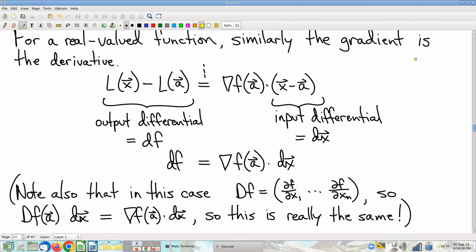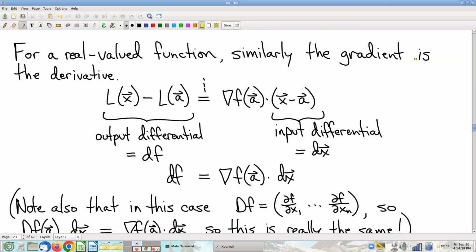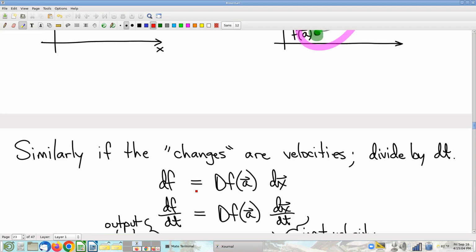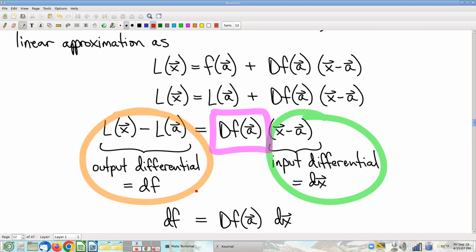Real quick, you could do something analogous with the gradient. Recall that we used the gradient for real valued multivariable functions, and that's fine. You can do that, and you get down to this same thing. The gradient can be interpreted as the thing that relates input changes to output changes. If you prefer, divide by dt. It's the thing that relates input velocities to output velocities. Fine. So, question, how come it's the gradient for real valued functions, but it's this matrix for vector valued functions?